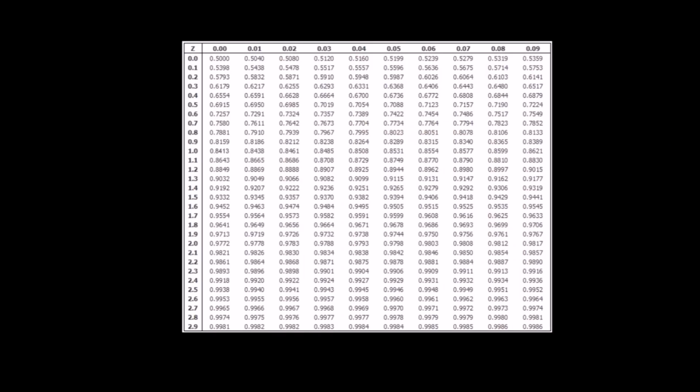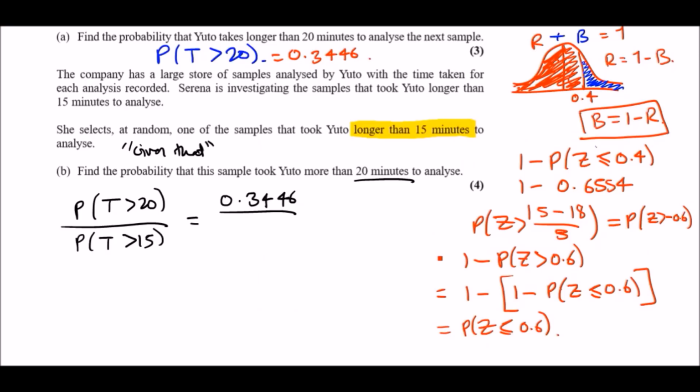So let's see, where's my tables? Okay, so here's 0.6. So it'll be 0.7257. So this would be over 0.7257. So this will make more sense when you solve it.